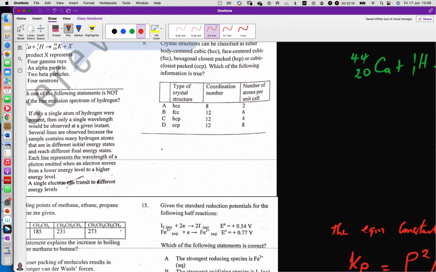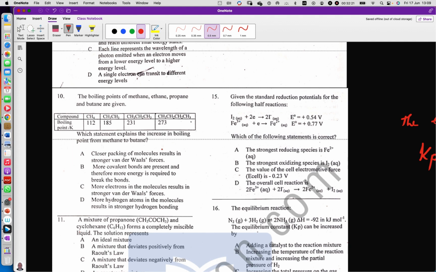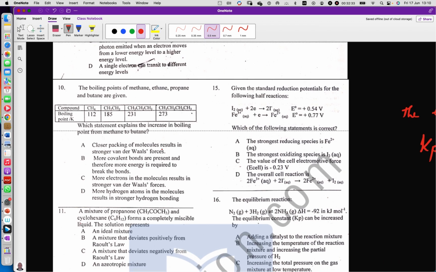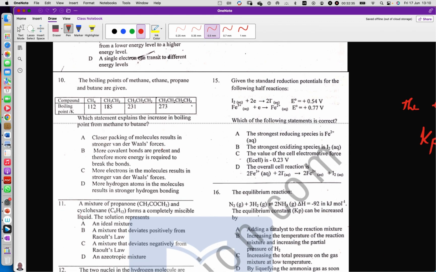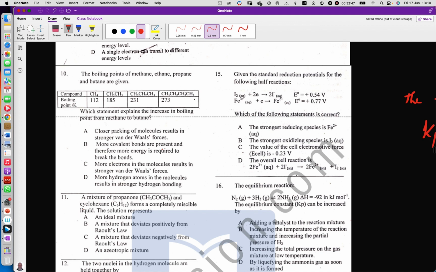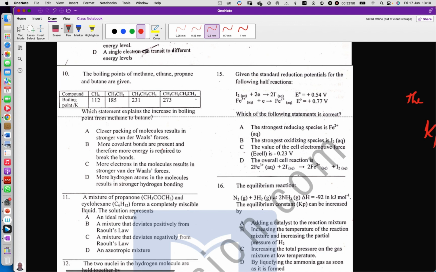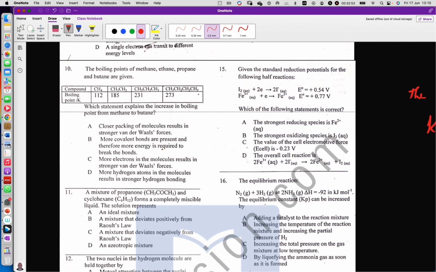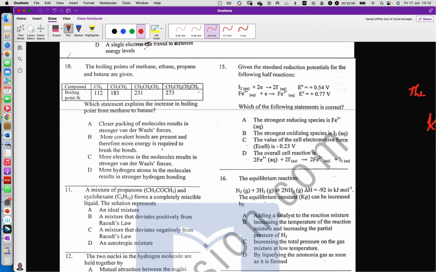I will go again to question number 10. Question number 10 has to do with boiling point. I emphasize more on questions where there is a lot of confusion, for the purpose of limitation of time. The boiling points of methane, ethane, propane, and butane are given. We have compounds methane, ethane, propane, and butane. These are their boiling points. Which statement explains the increase in boiling point from methane to butane?